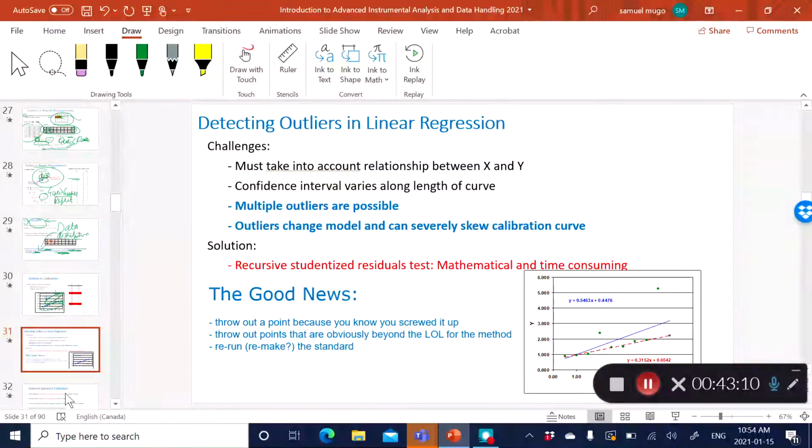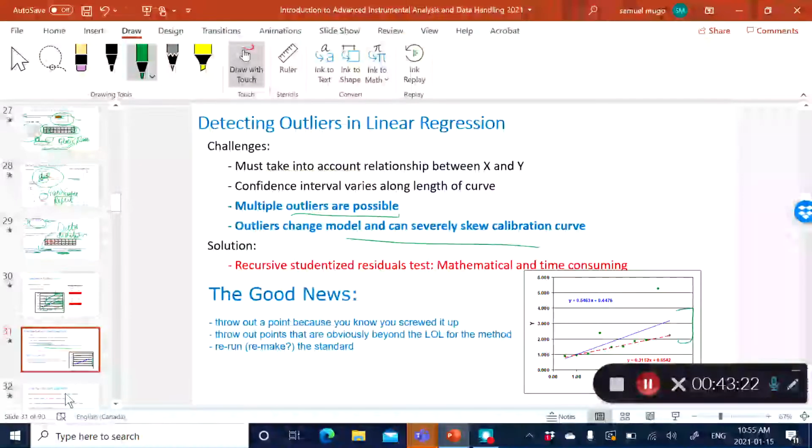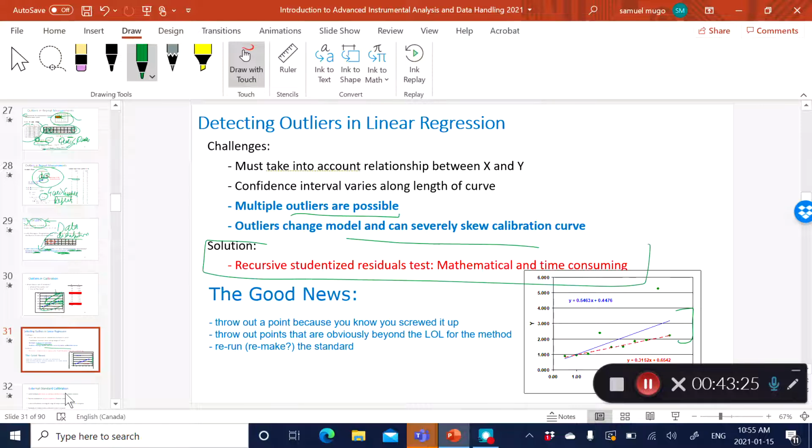And as I mentioned, you can have multiple outliers, which can very severely skew your calibration curve and essentially make the determination of your unknowns very, very erratic. And so another very robust way to determine multiple outliers especially is the so-called recursive studentized residuals test. Now, I wanted to include it here, but I decided to delete it. It's fairly mathematical and time-consuming. And actually, in practice, we rarely use it.